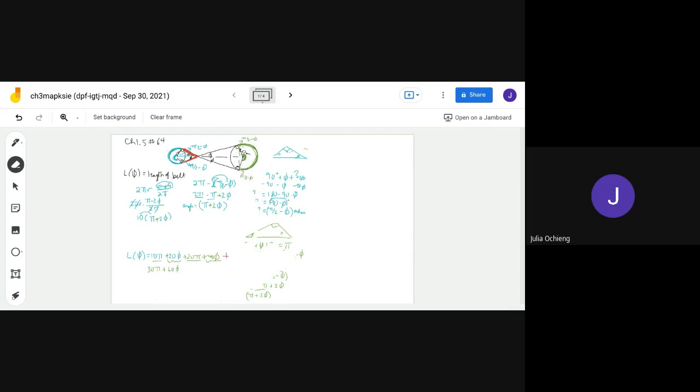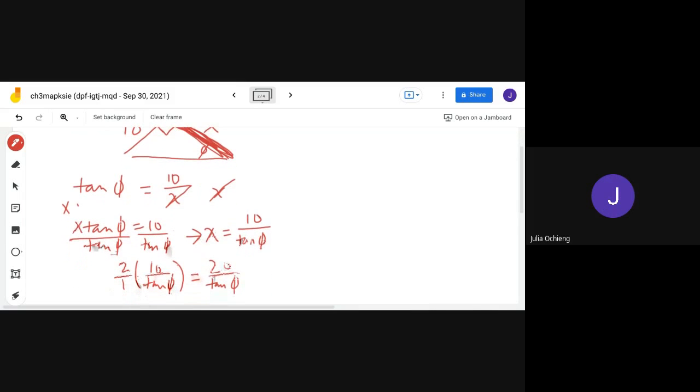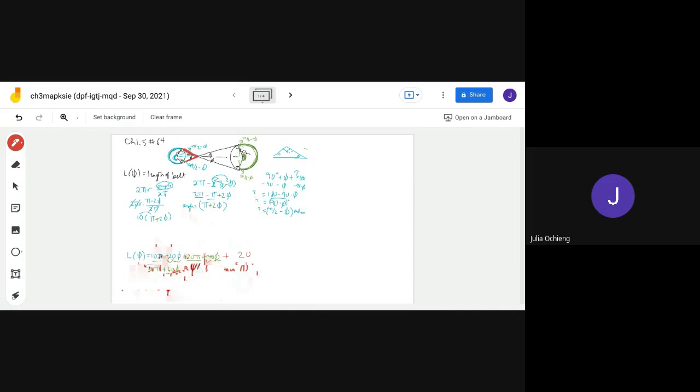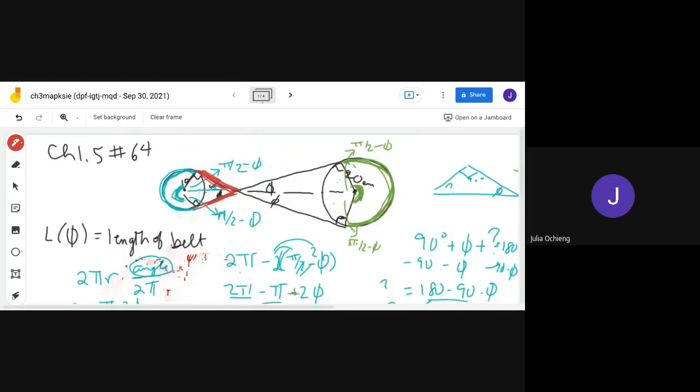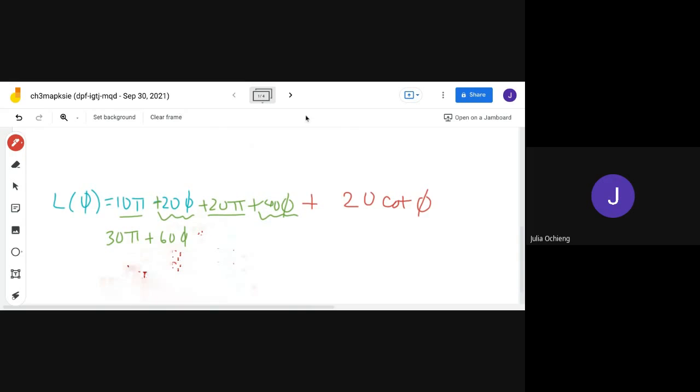I'm going to erase this so we have some space here. Excuse me, let me fix this a little bit. It's 20 over tan phi, but I don't want this to look so messy. So remember that 20 divided by tan phi is the same thing as 20 cotangent phi. So we're going to use it as cotangent, and that way we can add 20 cotangent phi and get rid of the division by the angle.